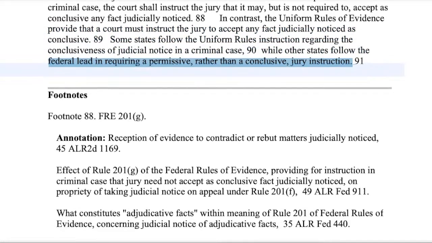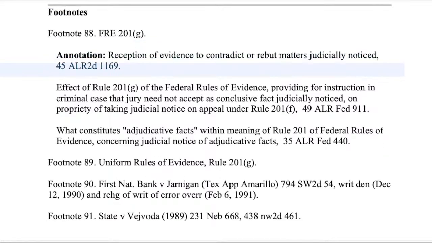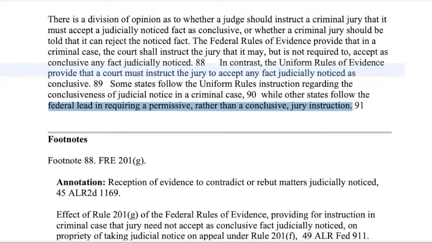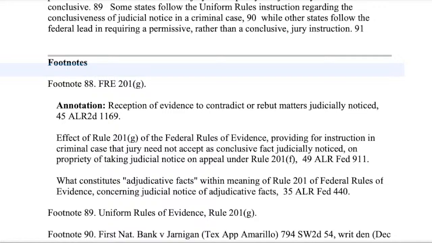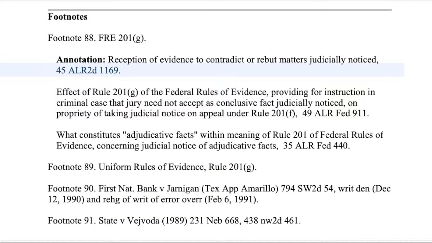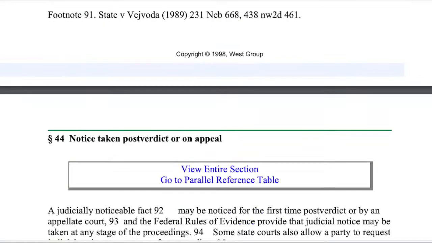So that's the difference between the criminal and the civil. It seems like it depends on the jurisdiction, but the federal rules provide that in a criminal case, a court shall instruct the jury that it may but is not required to accept as conclusive any fact judicially noticed. Okay, so we've read this over and over. What constitutes adjudicative facts within the meaning of evidence concerning, okay, that's just referring us to that.